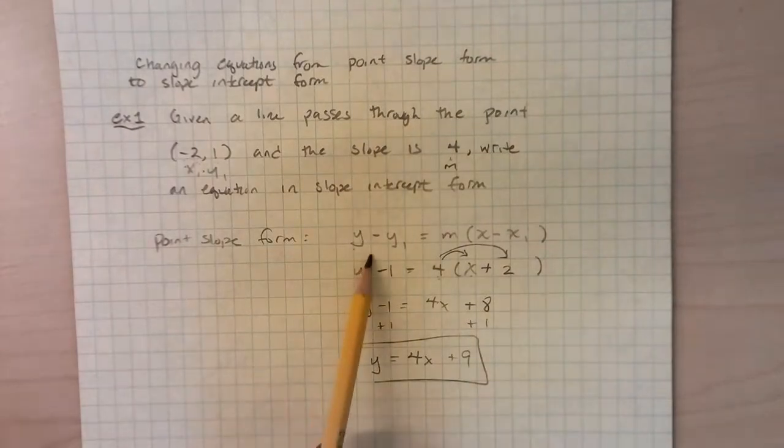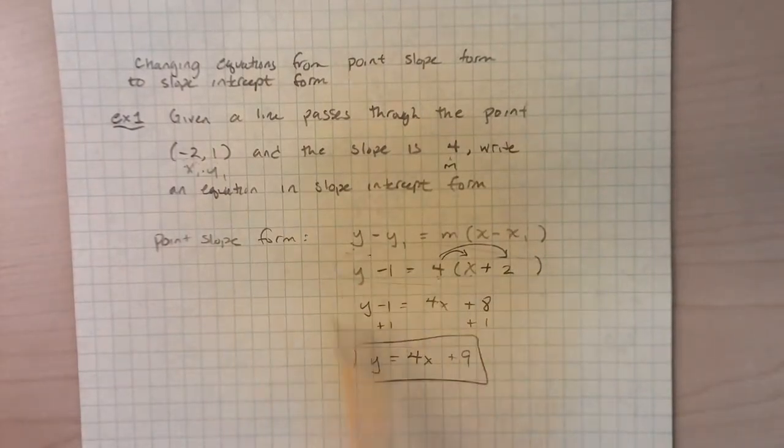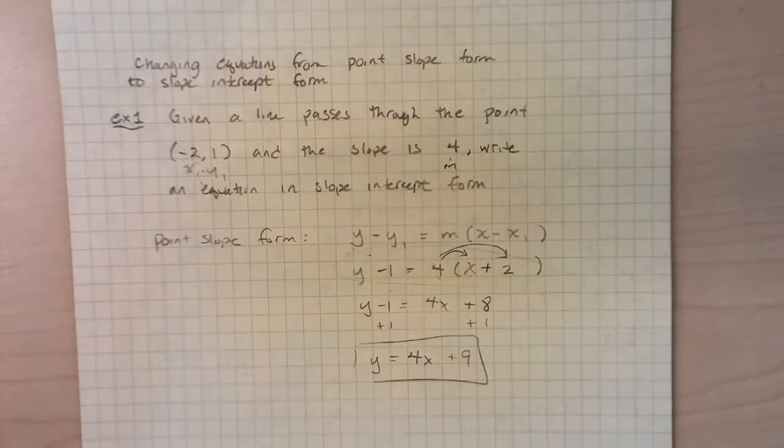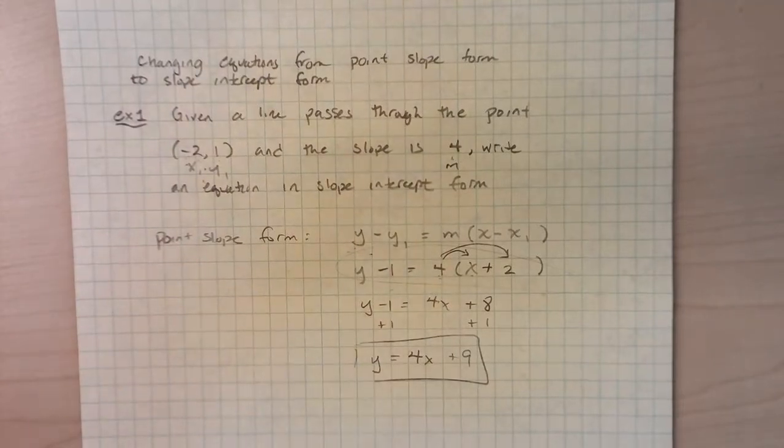So again, here's what happened. We started with an equation in point-slope form because we were given a point and the slope. So if you have those two things, then it should be easier to write your equation in point-slope form and then change it to slope-intercept form. I'll go over another example in a second here.